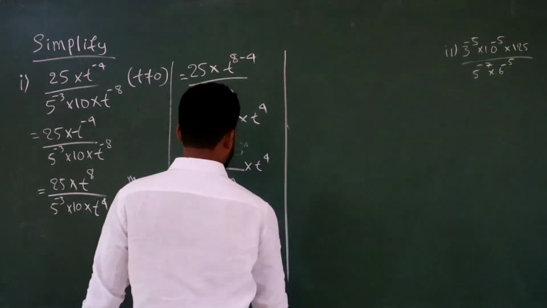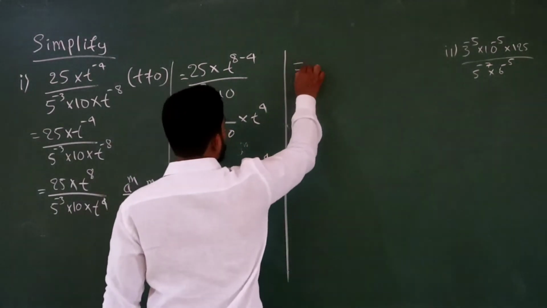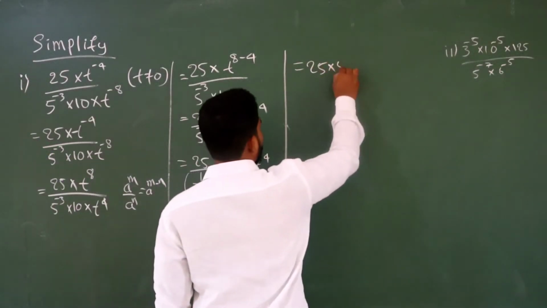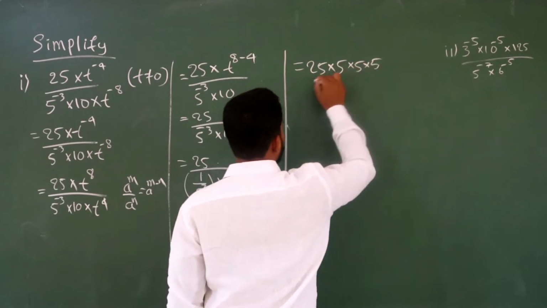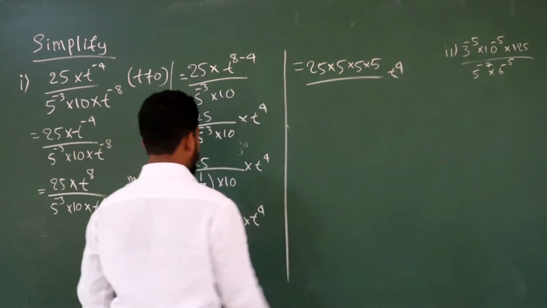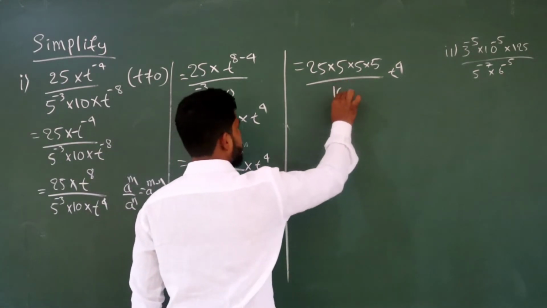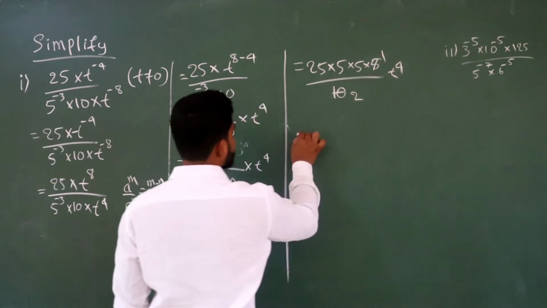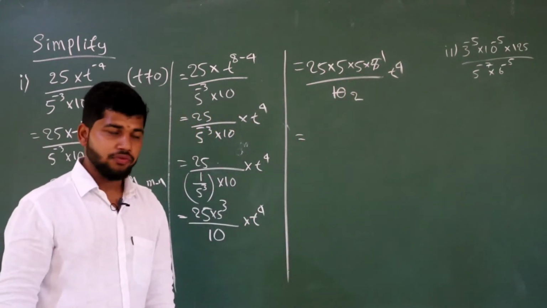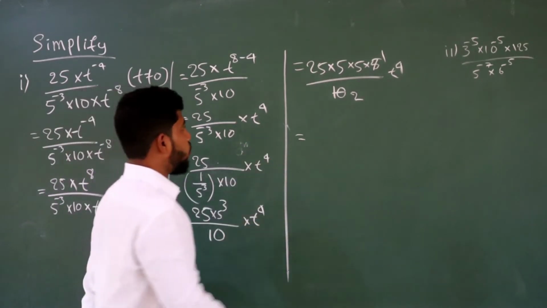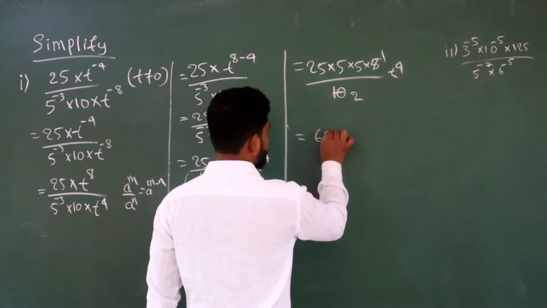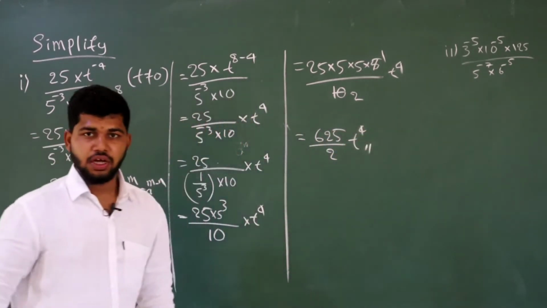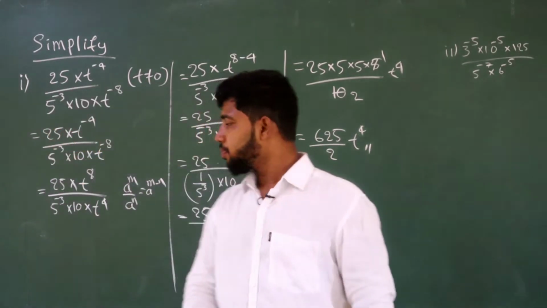Continuation of this: 25 into 5, we are writing 5 three times, 5 into 5 into 5, into t power 4, divided by 10. Now 25 into 5 is 125, 125 into 5 is 625, so 625 divided by 2 and t power 4. This is the answer.